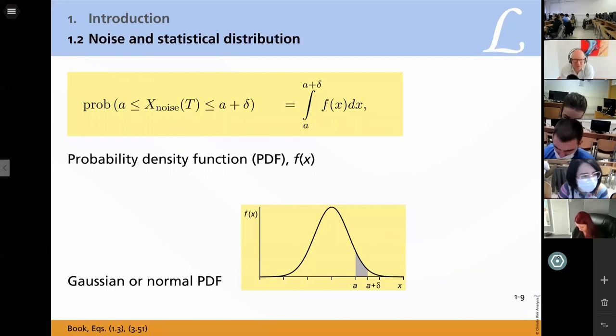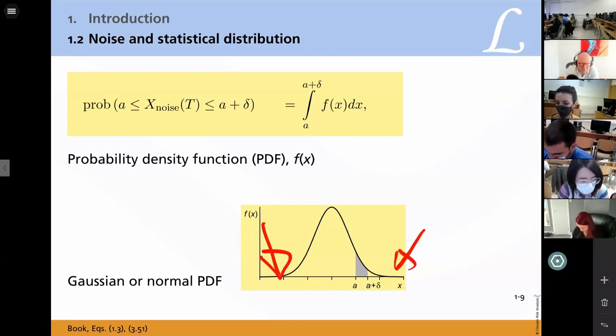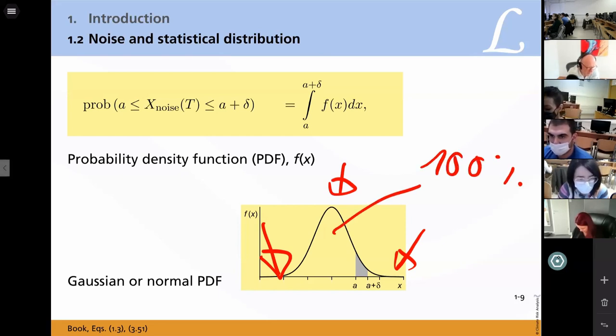Let me proceed now with noise and statistical distribution. Usually in this lecture we have formulas and often we also have a figure, and we usually start with the figure. So this figure is a curve, a function f of x, which gives you the probability of observing some values. The probability is pretty small for observing large values, and it's also small for observing small values. In the middle, you have the highest probability. The full area integrates to 100%.